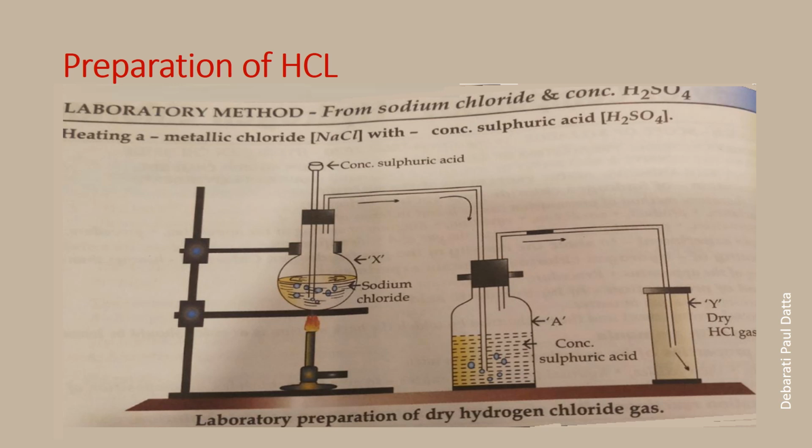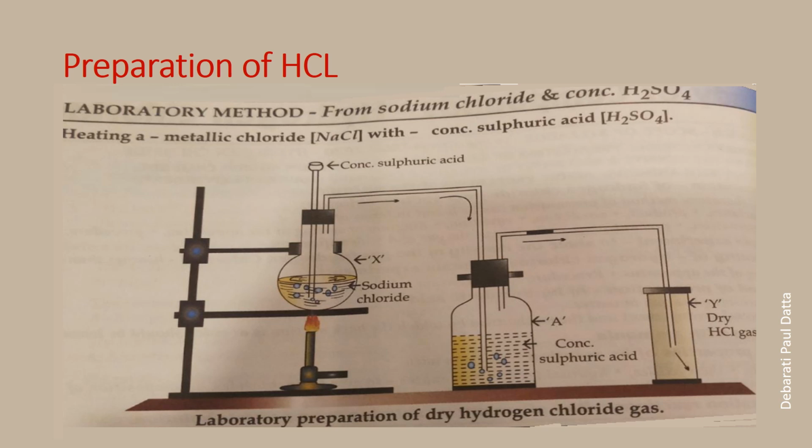Okay. Now, what are the precautions we take for this? The precaution is the reaction mixture is initially heated very slowly. This is a precaution we take for the laboratory preparation of hydrogen chloride gas. And the lower end of the thistle funnel should dip below the acid in the flask. Otherwise, hydrogen chloride gas obtained will escape out from the thistle funnel.